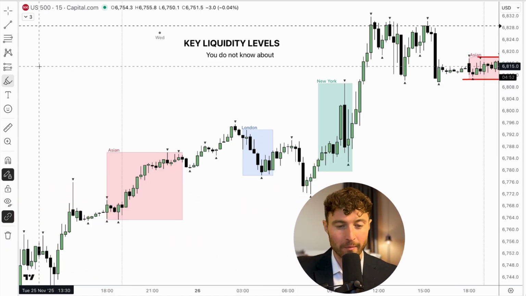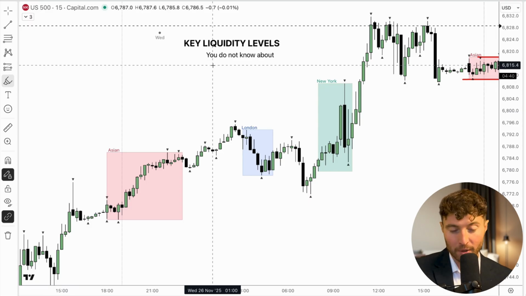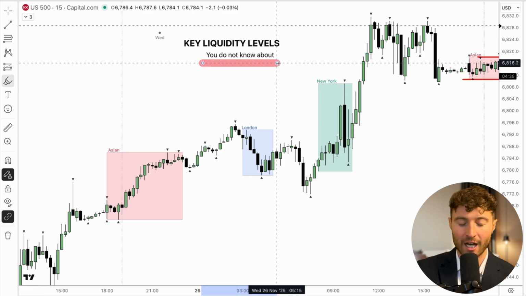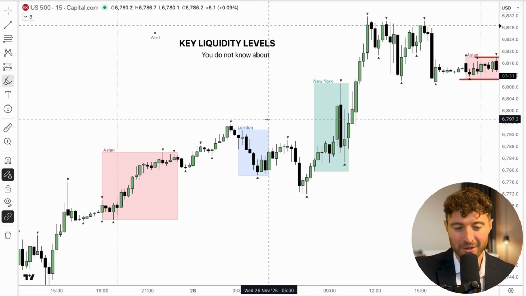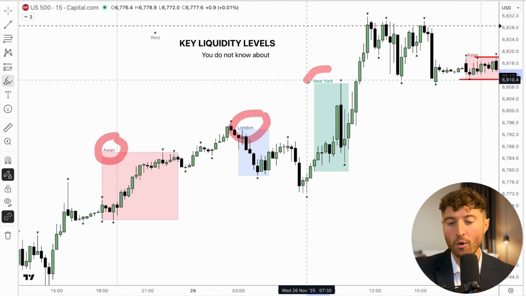To be honest, none of that actually makes any sense unless you know actually how to identify key liquidity levels. I'm going to share with you ones that you probably don't know about, and I'm going to show you how to identify them in a fully mechanical way. So on my screen right now, you can see 3 different colored boxes. We have the Asia session in red, we have the London session in blue, and we have the New York session in green.